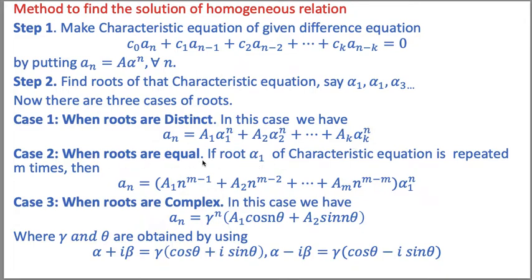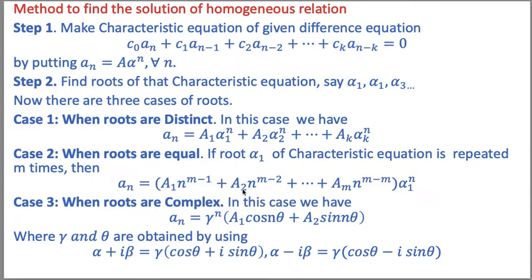If the roots are equal, suppose alpha 1 is the characteristic root of the equation which is repeated m times. Then the solution is an equal to a1 n raised to power m minus 1, a2 n raised to power m minus 2, plus ... plus am n raised to power n minus m, times alpha 1 raised to power n. For n in some books, the notation is r also.